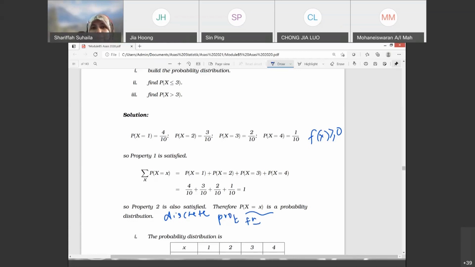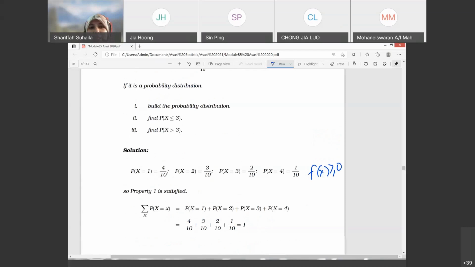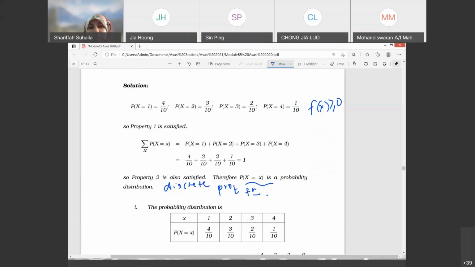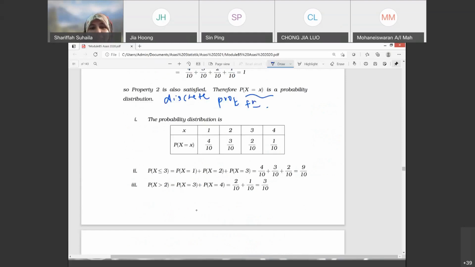Okay, so that one. Okay, we satisfy its properties first. Now you already listed and summarized your table. You want to find probability x less than or equal to 3, and also probability x greater than 3. So x less than or equal to 3 can be x equals 1, or we add probability x equals 2, or probability x equals 3.